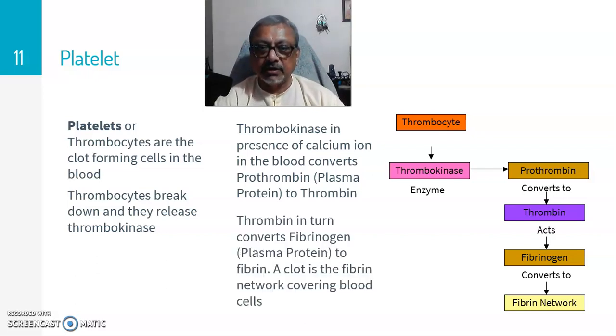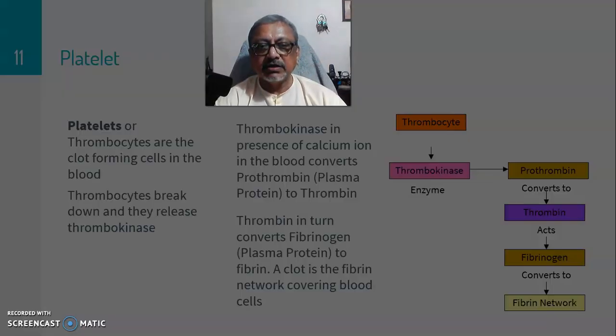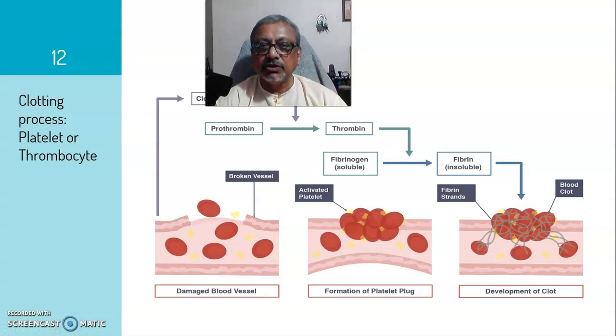Now thrombin acts on the fibrinogen and converts this water soluble fibrinogen, which is a plasma protein, to a non-soluble fibrin network. A clot is a fibrin network under which all blood cells are trapped.